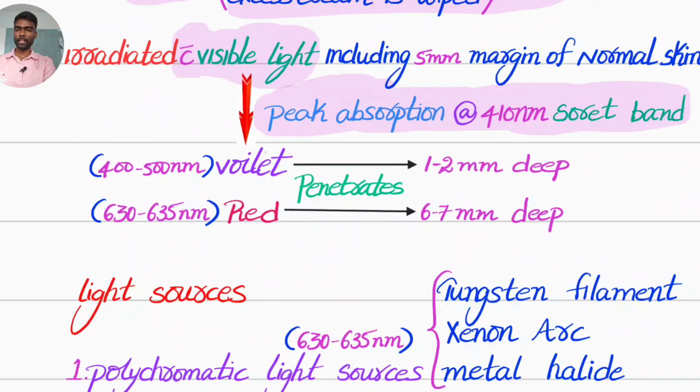Violet color will have less wavelength, so it will penetrate less, 1 to 2 mm only. Red color will have the highest wavelength, so long depth of penetration, 6 to 7 mm deep.